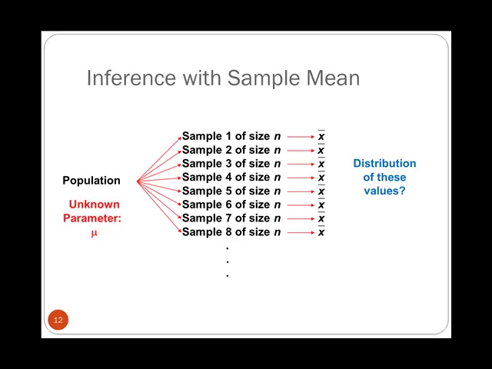So, from the previous slide, we know what we would do is take samples from the population, and for each sample you can calculate a sample mean, and those sample means might be different across different samples, and we're going to use the average of those sample means to do the estimation for the unknown parameter mu. But it would be interesting to see what the distribution of these sample means looks like.